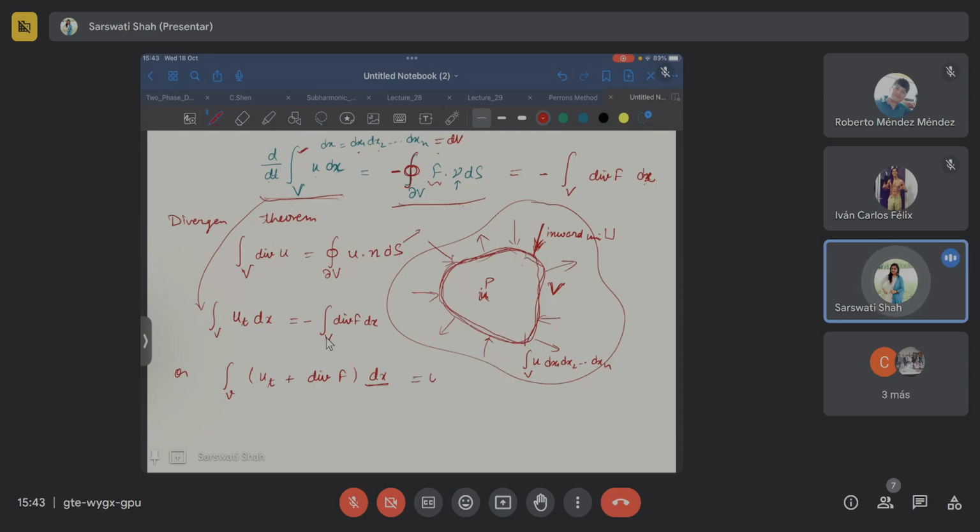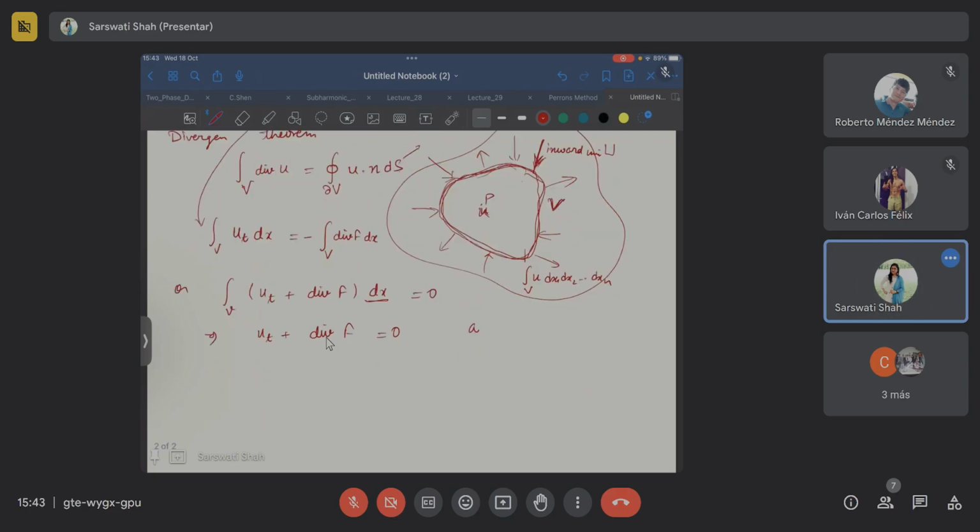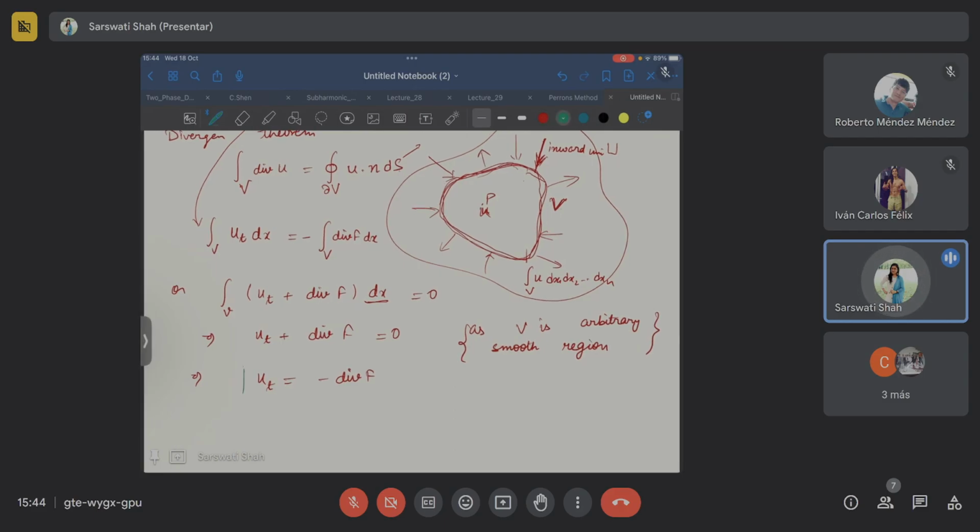So we can simply write, if it is equal to 0, then ut plus divergence of f is going to be 0, as V is an arbitrary smooth region, isn't it? Or you can write ut is equal to minus divergence of f. So I haven't written anything new. This is basically the thing which we derived in the conservation law.